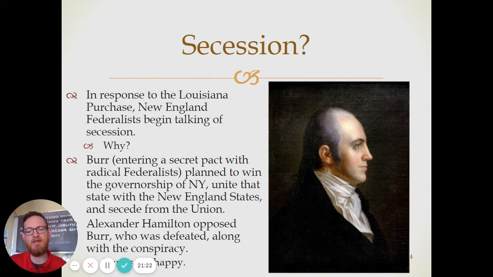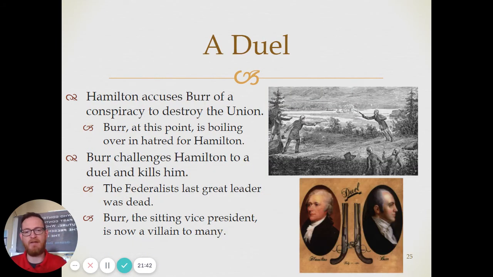Alexander Hamilton, remember, he hated Aaron Burr. And Burr ended up being defeated in this election in New York, along with the conspiracy. And again, Burr would be very, very upset about this. But also Hamilton would start sharing information and say, look, Aaron Burr was trying to lead this conspiracy against the U.S. government. And because of Hamilton accusing Burr of the conspiracy to destroy the Union, Burr at this point is really, really ticked off. He's boiling over in hatred for Hamilton and says, look, I'm done with this. And he challenges Hamilton to a duel.